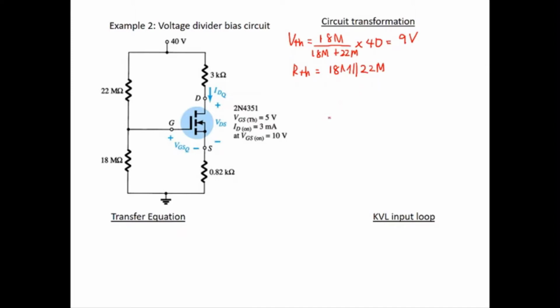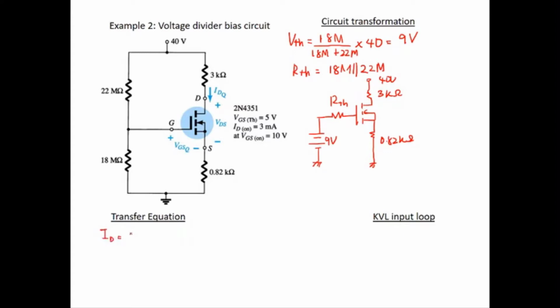Okay. So when you do the transformation, your circuit will look like this. This is 9 volt, and this is your RTH, and then this is 0.82 kilo ohm. This is 40 volt. This is 3 kilo ohm. Okay, this is your transformed circuit.